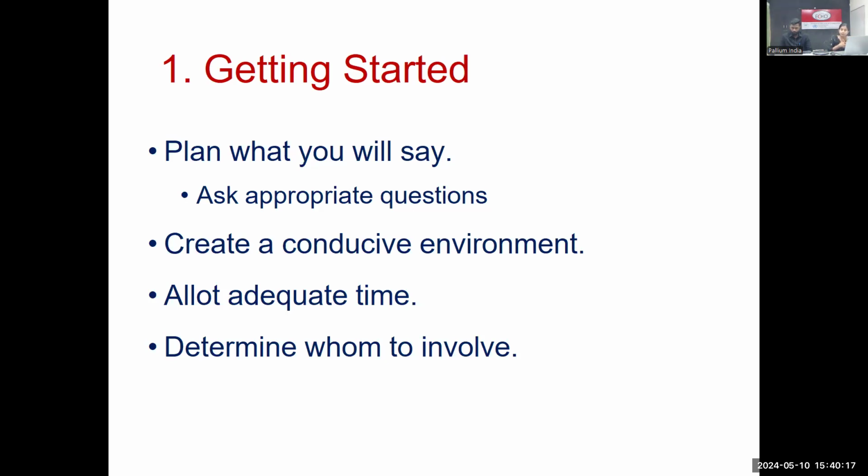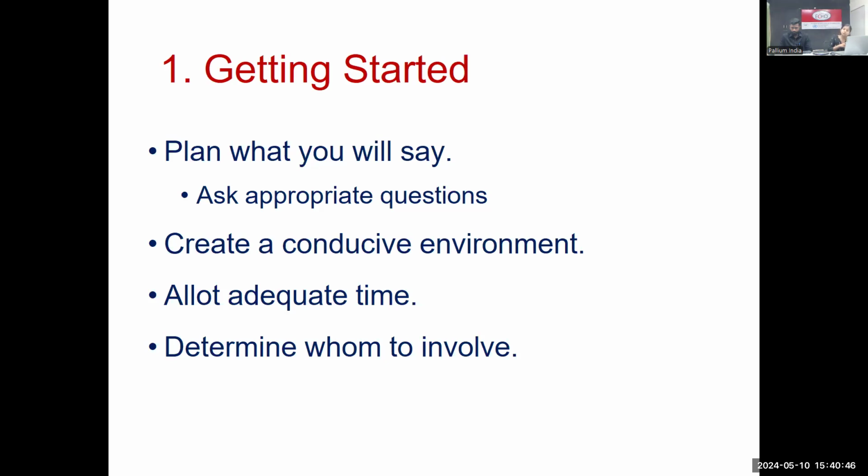So ask appropriate questions. Plan what you will say. For example, how are you? What did the doctor there say? I think I remember you went to the surgeon and you did a biopsy. What did the report say, or what did the doctor there say to you? Like that. Create a conducive environment where the patient is comfortable, there are not many hindrances or obstacles, and there is a free flow of communication.